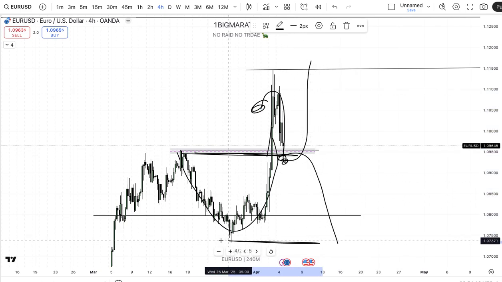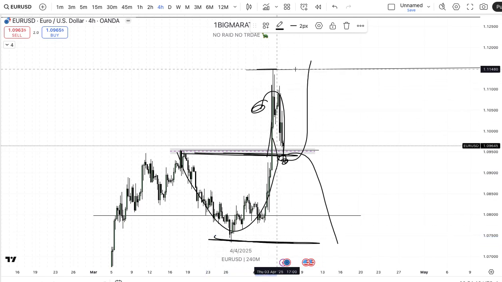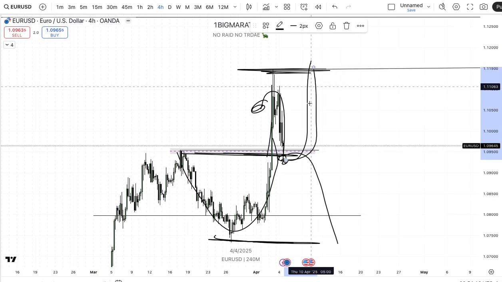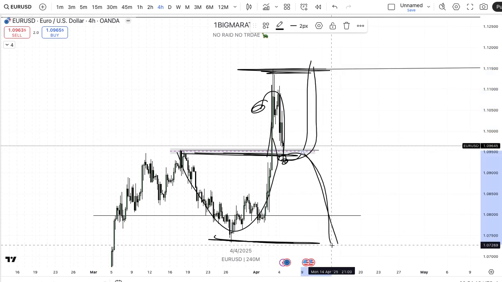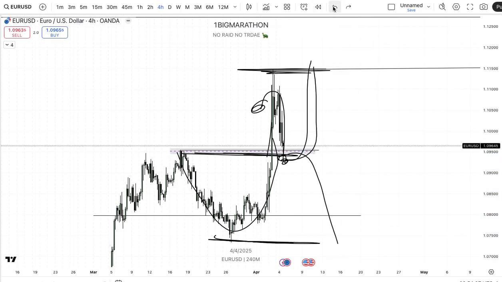Right here is where we have the next level of liquidity, and above here is where we have the next level of liquidity. So if you are buying, you should be buying targeting this area up here. If you are selling, you should be selling targeting this area up here. Price is always moving from liquidity to liquidity, and the easiest way to identify this liquidity is to call them internal or external range liquidity.